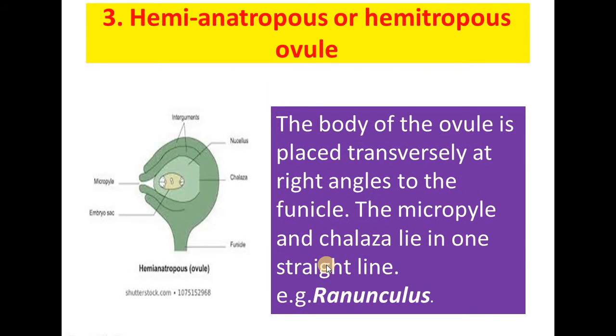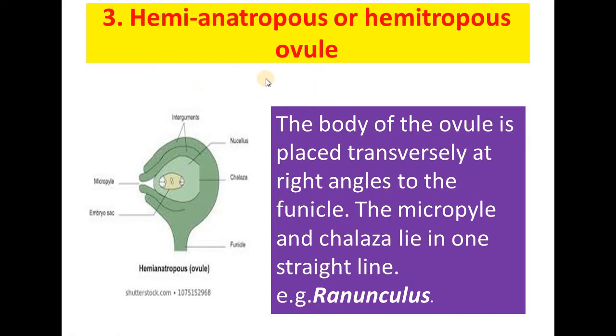Now come to the third type, that is hemianatropous or hemitropous type of ovule. Here you can understand hemi means half. So it will be just like the anatropous but partially, half anatropous, hemitropous you can say, because here the turn will not be 180-degree, while a turn of 90-degree will be there.